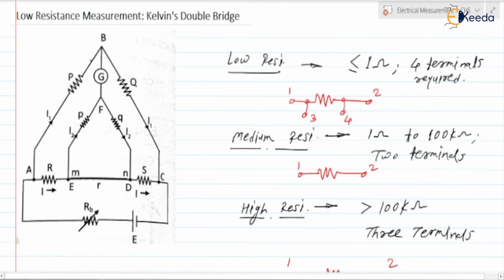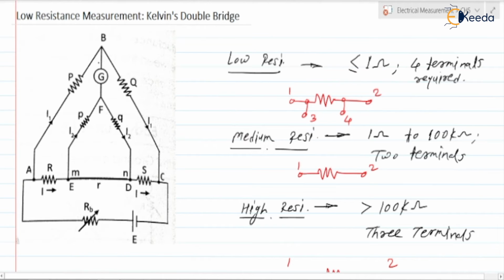Now coming towards the main topic, the Kelvin's double bridge. As I said, this is used for the measurement of low resistance. Here capital R is the unknown low resistance. Small p, capital P, capital Q are the external arm resistances. Small p, small q are the internal arm resistances. S is the standard resistance, and small r is the resistance of the terminals or contacts of the leads. This is the bridge we have.